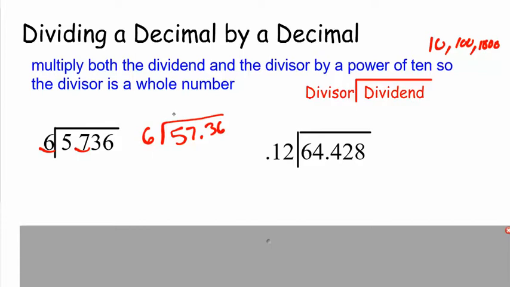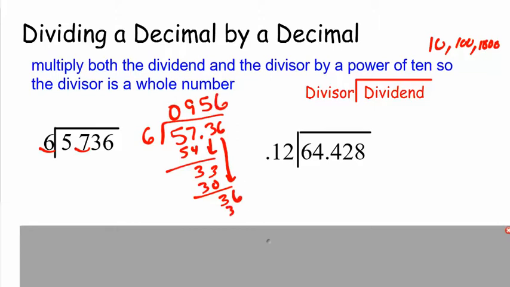So 6 cannot go into 5. Remember, I'm going to hold that place value because I want to make sure my decimal's in the right place. And then 6 would go into 57 9 times. That's 54. Subtract. Bring down my next number. 6 goes into 33 5 times. Remember, I'm right above that number. That's 30. Bring down my next number, and that is 6. 6 goes into 36 6 times. I end with a 0. Oops. I end with a 0, and I am finished. So I move my decimal straight up.